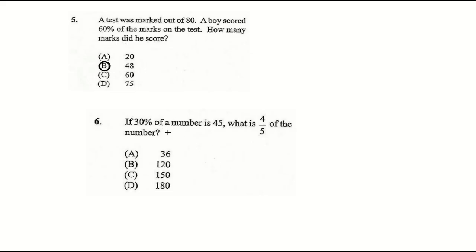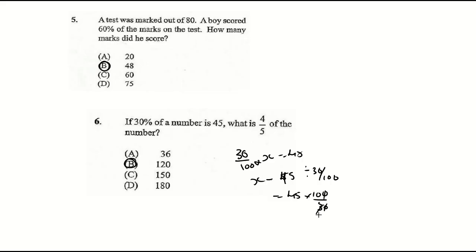30%, we know that the number is 150, if you guys recall, and the answer should be B, which is 120. But let's try it. 30 over 100 multiplied by x is equal to 45. So x would be 45 divided by 30 over 100, which is 45 multiplied by 100 over 30.